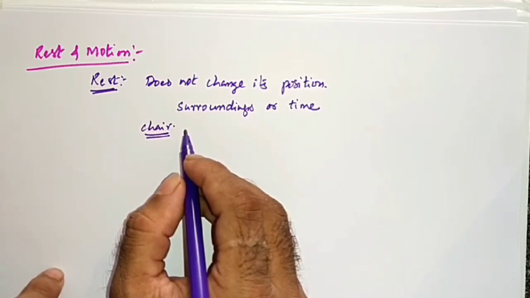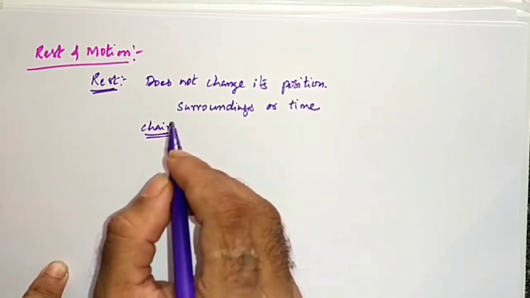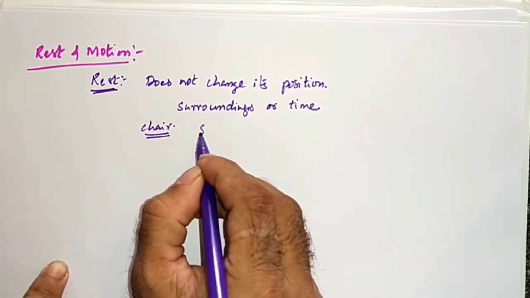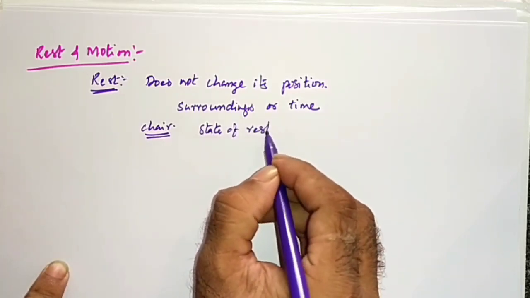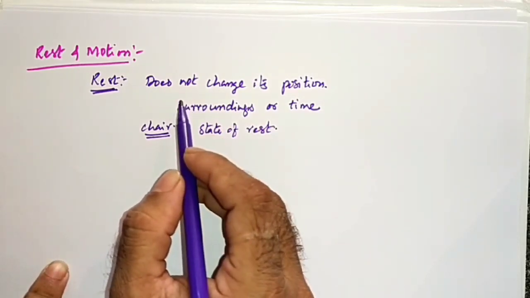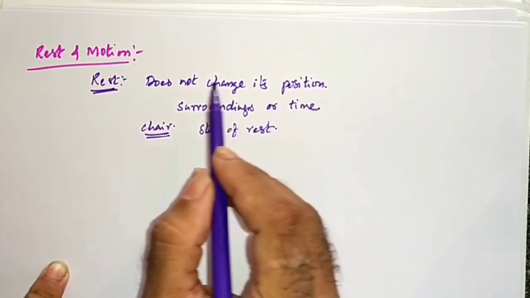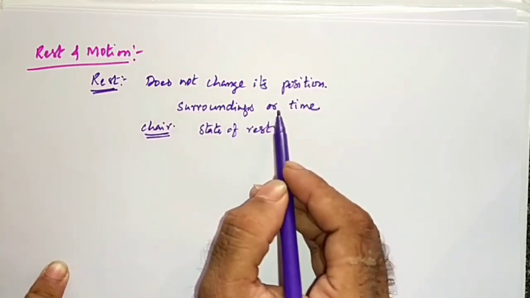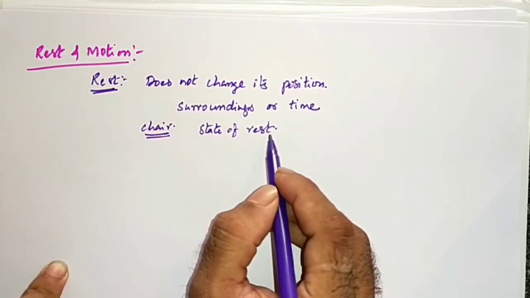After 1 second, 2 seconds, its position is there only, it is not changing its position. So the chair is in the state of rest. We call that state of rest. So clearly, if the body does not change its position with respect to surroundings or time, then we can say that the body is at rest.